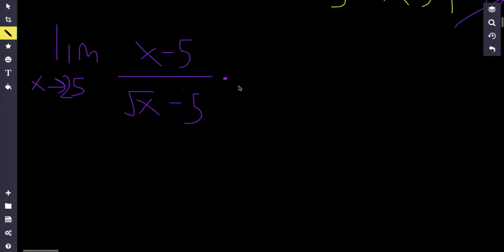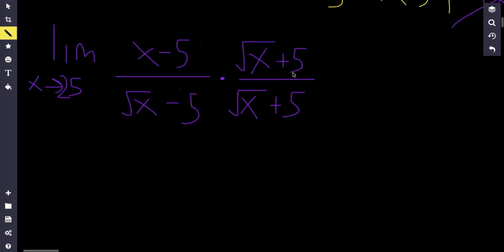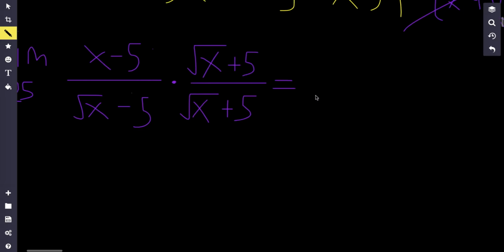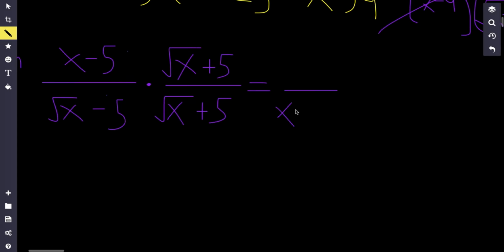In this case, we want to get rid of the square root, so it's going to be the square root of x plus 5. We're going to multiply the top and the bottom by the square root of x plus 5. This is going to lead us to, if we simplify the denominator, just a difference of squares, so x minus 25.